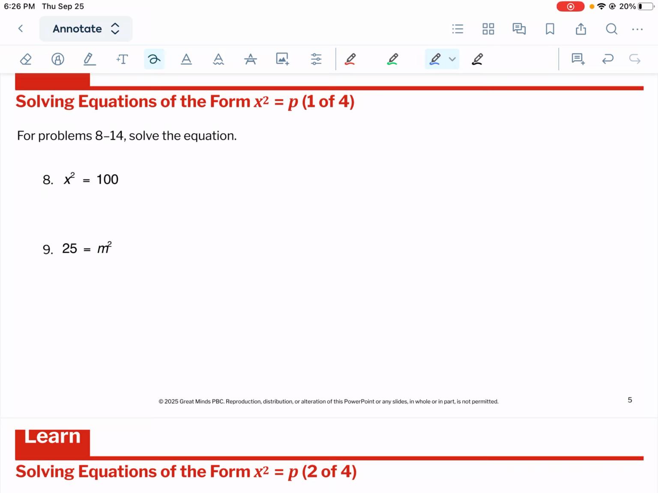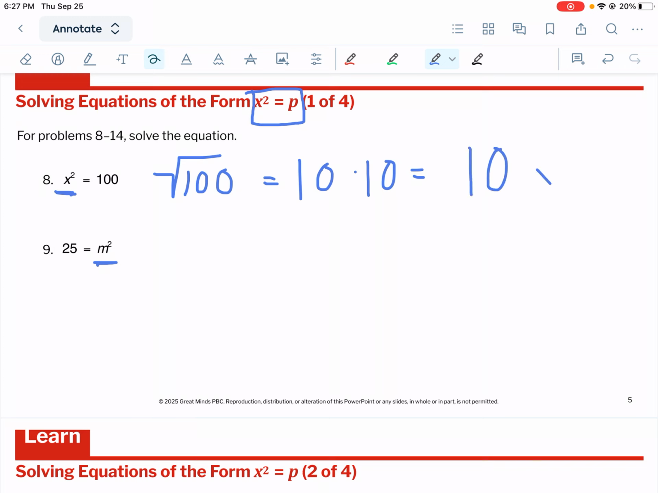It says for problems 8 through 14, solve the equation. Here's our formula right here: x squared equals p. We are solving for the x values, or the variables in the equations. The variables don't matter. You just need to know that that's the value we're looking for. Now we have x squared equals 100. So I know I need to square root 100. I know that 10 times 10 is 100. So x will equal 10.